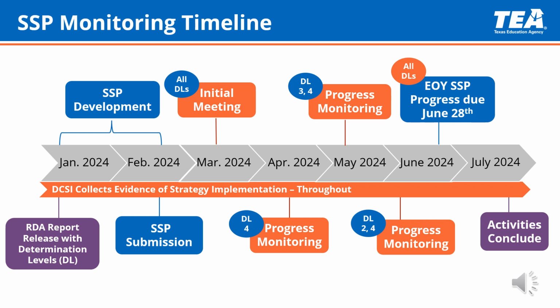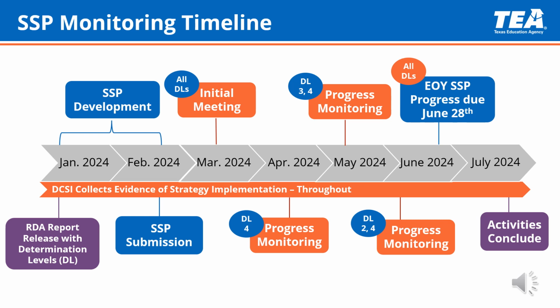Let's look at the timelines for the 2023-2024 academic year. Our timeline starts in January with the release of the RDA reports for each LEA. After the LEA receives the data, the expectation is that the LEA uses the remainder of January and February to plan with the district leadership team to develop the SSP. As previously stated, the SSP is due on February 23, 2024.